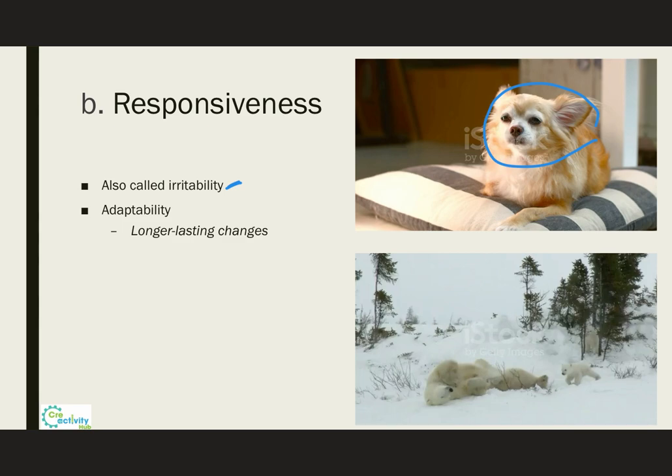Organisms also make longer lasting changes as they adjust to their environments. For example, as winter approaches, an animal may grow a heavier coat or migrate to a warmer climate. Polar bears might grow a heavier coat, which is why they have white fur, or birds may migrate further south where it's warmer. The capacity to make such adjustments is termed adaptability.